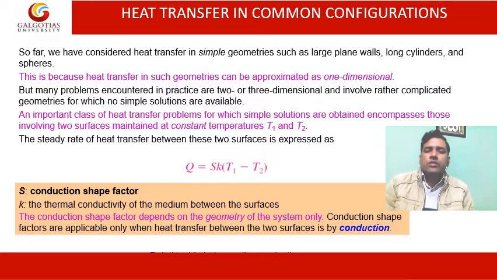A simple class of heat transfer problems for which simple solutions are obtained encompasses those involving two surfaces maintained at constant temperatures T1 and T2. The steady rate of heat transfer between these two surfaces is expressed as Q equal to S k (T1 minus T2), where S is the conduction shape factor and K is the thermal conductivity of the medium between the surfaces. The conduction shape factor depends on the geometry of the system only. Conduction shape factors are applicable only when heat transfer between the two surfaces is by conduction only.